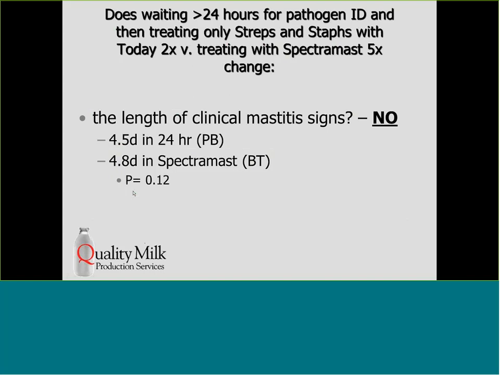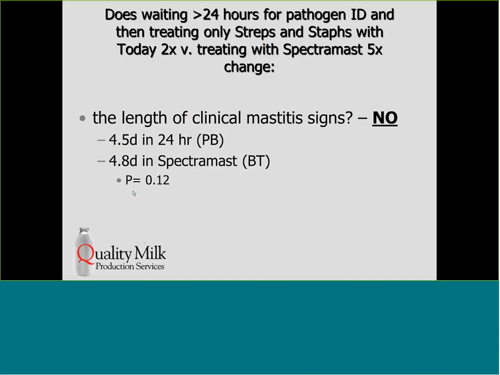So, did waiting for 24 hours for pathogen ID and then treating only streps and staphs with Today 2 times, versus treating immediately with 5 days of Spectramast, change the length of clinical mastitis signs? The answer is no. It was 4.5 days in the pathogen-based group and 4.8 days in the Spectramast group. And I'm sure you'll all agree you can't tell a 0.3 of a day in that.